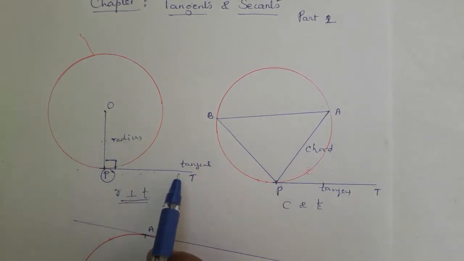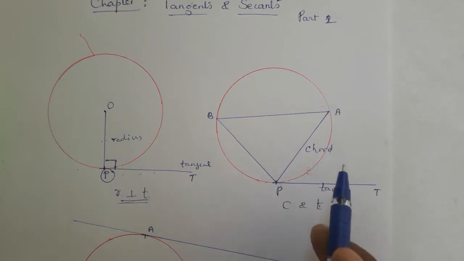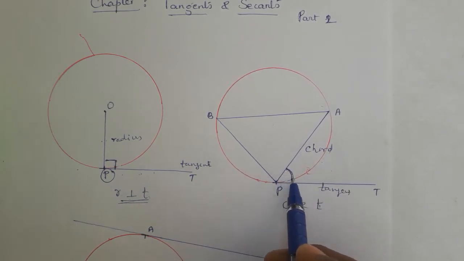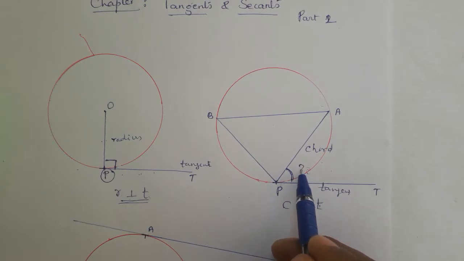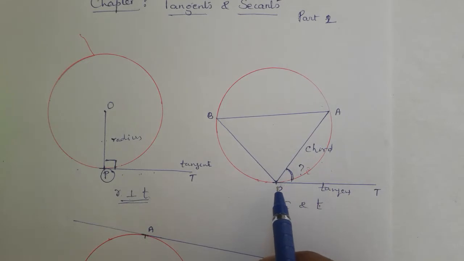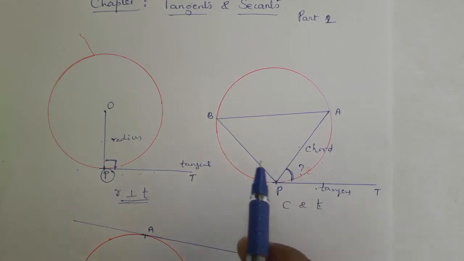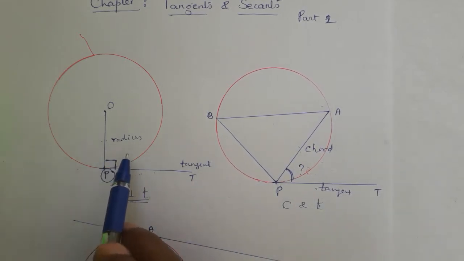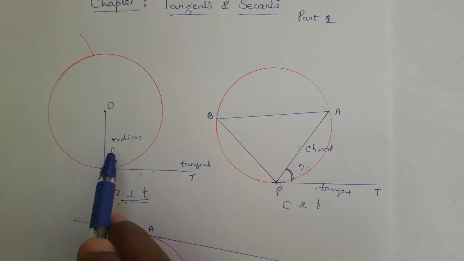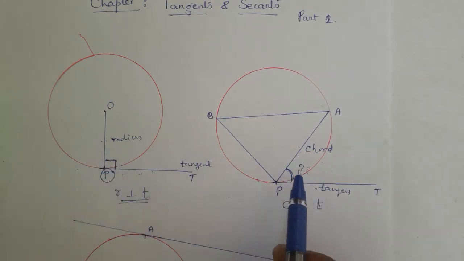Between radius and tangent we saw 90 degrees. Now, between chord and tangent, what angle are you seeing here? That angle is not 90 degrees, remember. So how do we find this angle then? The angle you see between the AP chord and PT is called the chord and tangent angle. This is called the radius and tangent angle. The radius and tangent angle is 90 degrees. The chord and tangent angle is not 90 degrees. Then how do we find it?